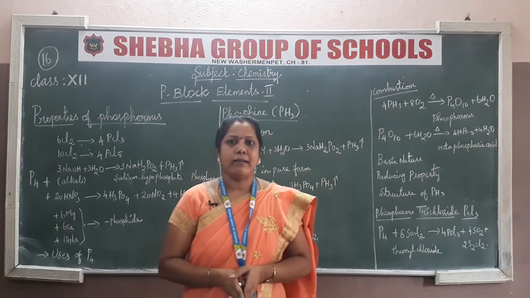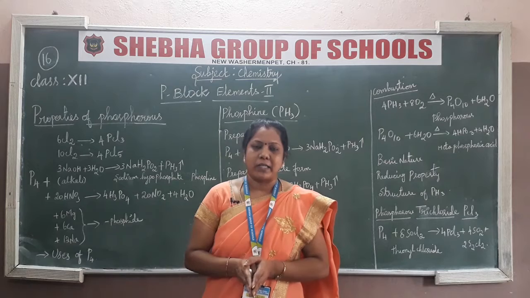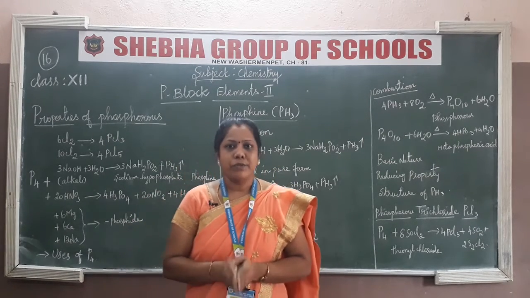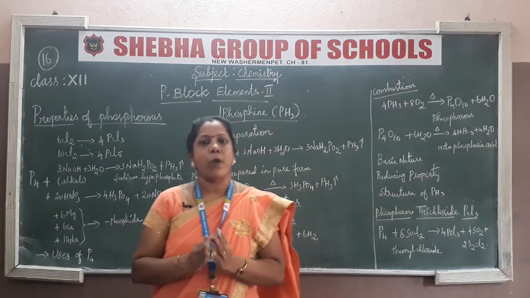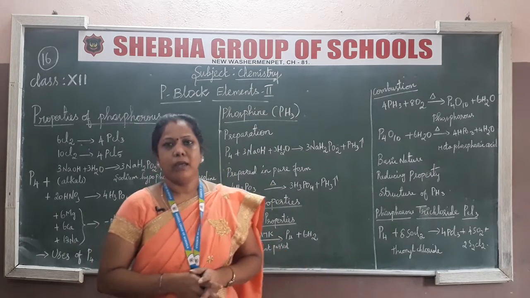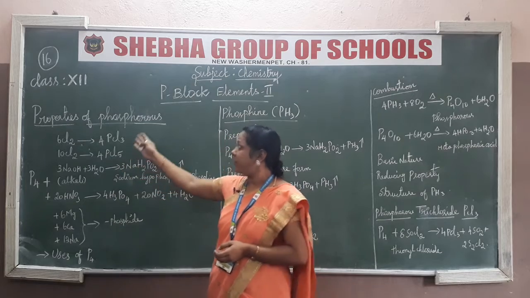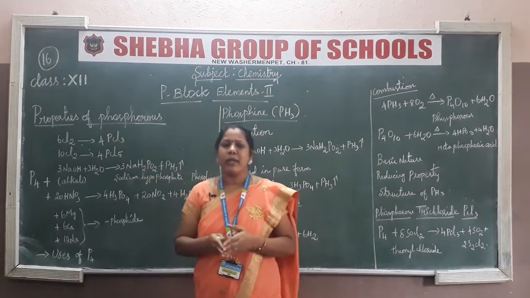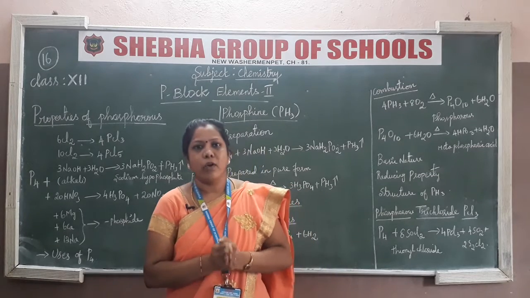Today the element is phosphorus. We have done the phosphorus structures already in the previous class. Today we continue with the phosphorus properties and uses as well. Okay, these are the properties of phosphorus. Phosphorus is very poisonous, and I have already explained that.